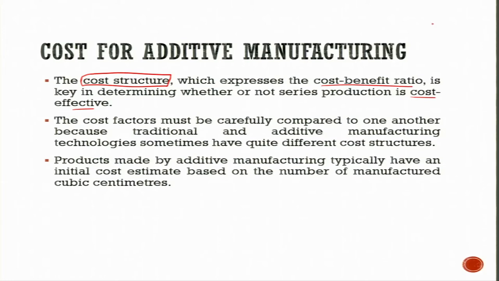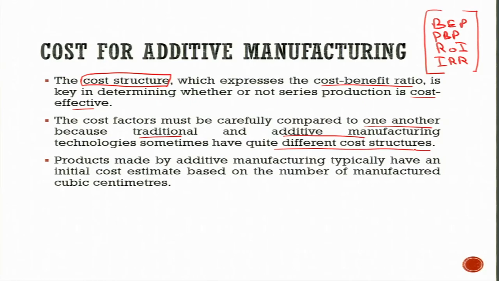So we have break-even point, we have payback period, we have return on investment, then we have internal rate of return. So there are certain criteria to determine what we have invested and when it would be returned back. The cost factors must be carefully compared to one another, because traditional and additive manufacturing technologies sometimes have quite different cost structures. This is the point of discussion in the lecture series on the costing of metal additive manufacturing.